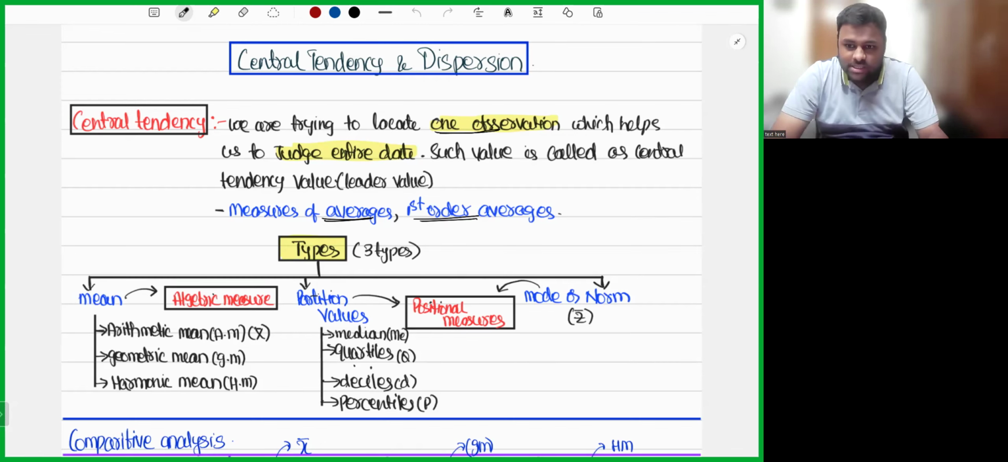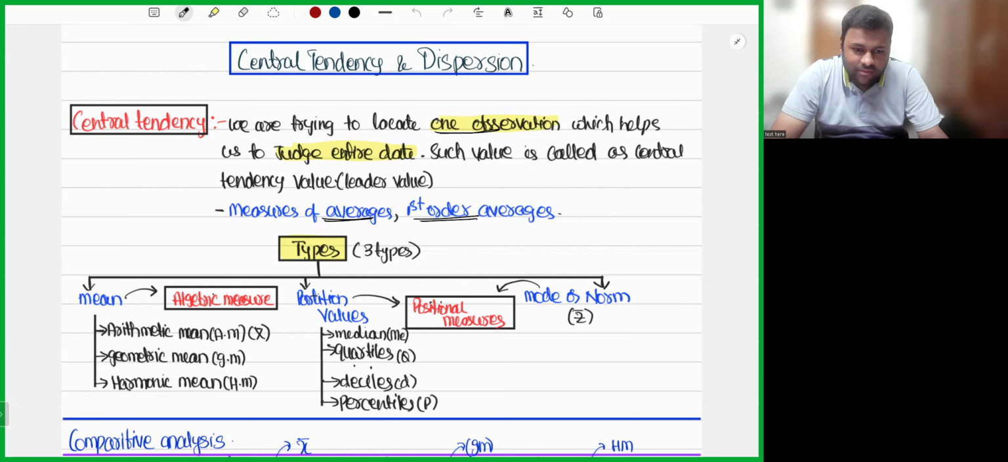Okay. Now, first, let us revise all things what we have done till now. First, we understood what is central tendency. In central tendency, we are trying to locate one observation which is used to judge the entire data. That observation which judges the entire data is called a central tendency value. I said you it is also called as measures of averages or average of first order.